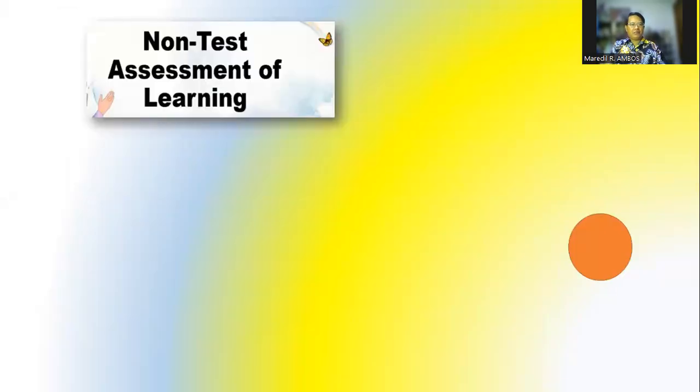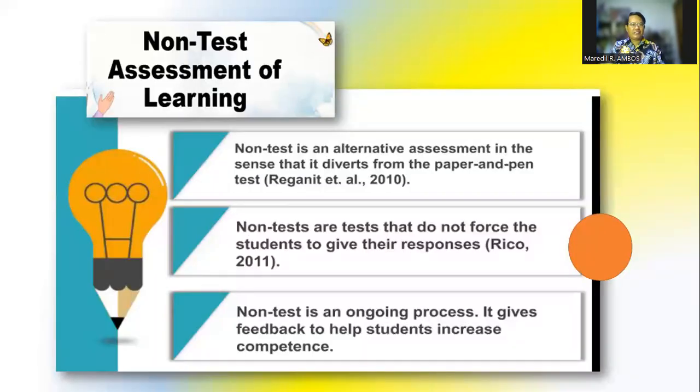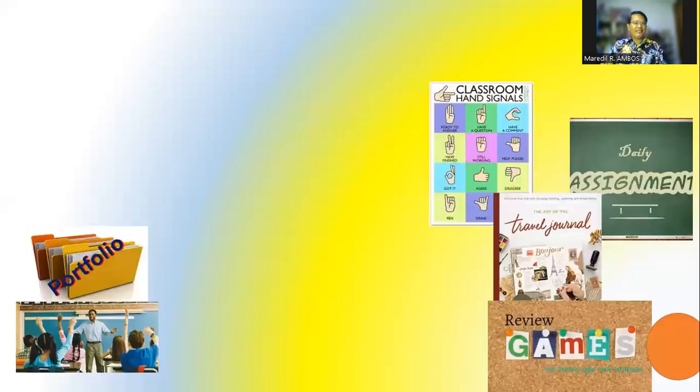Okay. So let's have the non-test assessment of learning. So now, non-test is an alternative assessment in the sense that it diverts from the paper and pen test. And of course, non-tests are tests that do not force the students to give their response. And non-test is an ongoing process. It gives feedback to help students increase competence.